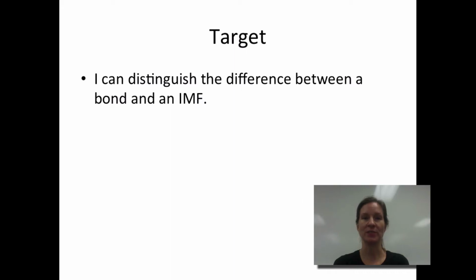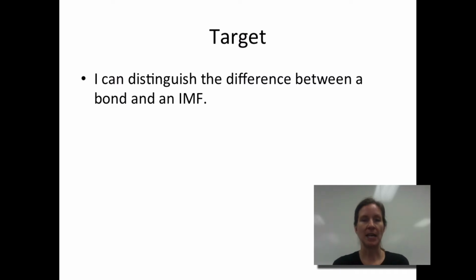This video will address the target: I can distinguish the difference between a bond and an IMF. So an IMF is an intermolecular force, and really kind of hidden in this entire unit is bond versus IMF.